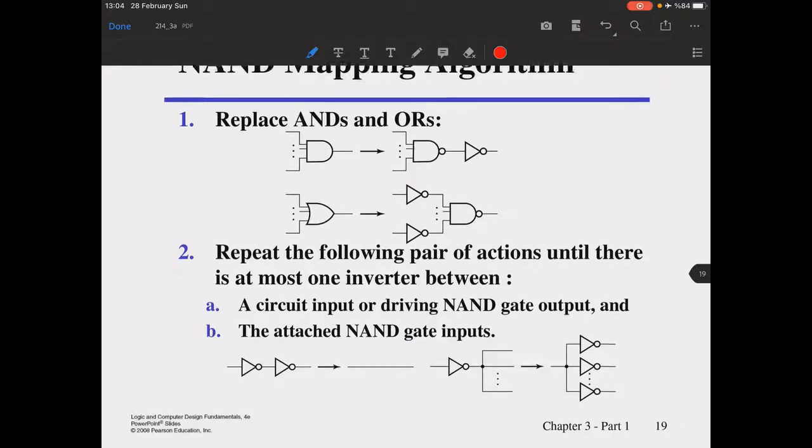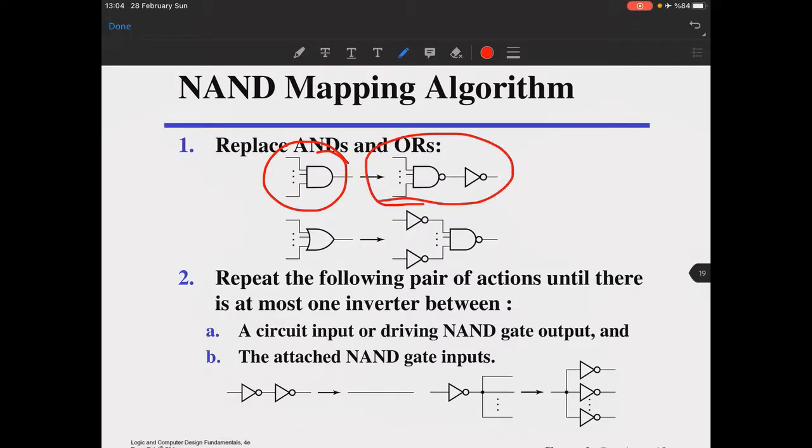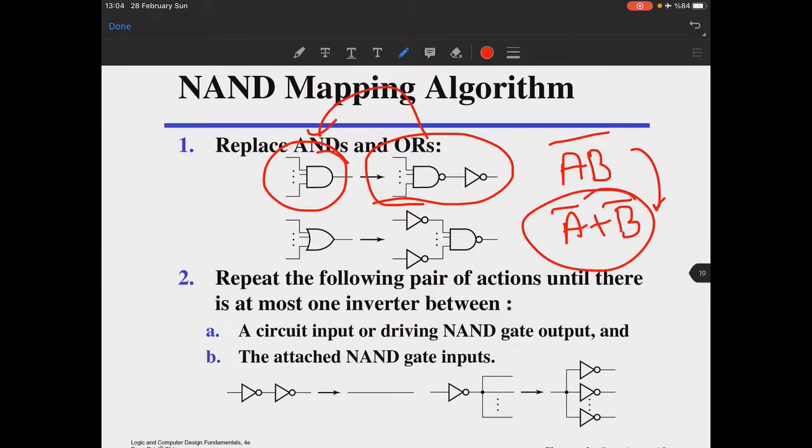Okay, how do we do NAND mapping here? Whenever you see an AND gate, you replace it with a NAND gate and an inverter. You see, it's pretty obvious. But there is another version of this: B naught, it is A naught plus B naught, right? So it's the same. So it can also have the other structure like this as well. Just keep in mind.